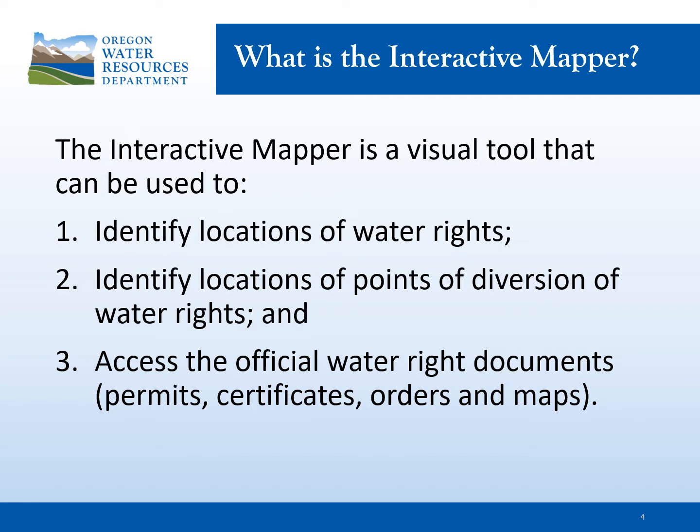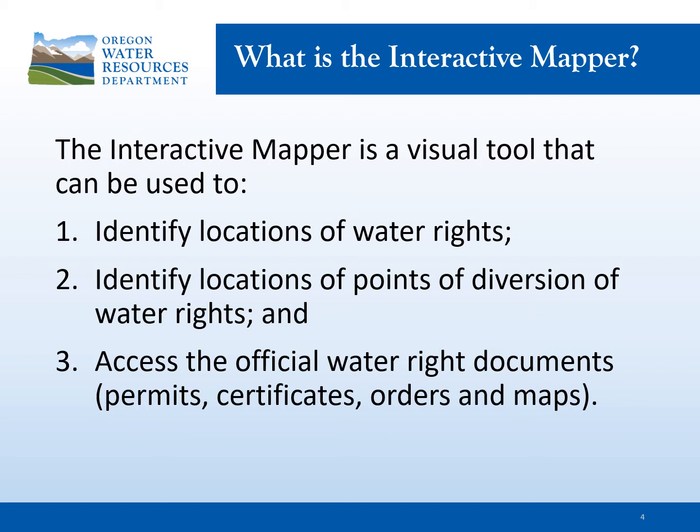The mapper provides visual descriptions of places of use, also referred to as POUs. These places of use are identified by either green polygons or green polypoints for surface water, and pink polygons or pink polypoints for groundwater uses. In addition, surface water points of diversion, frequently referred to as PODs, and groundwater points of appropriation, frequently referred to as POAs, are also identified.